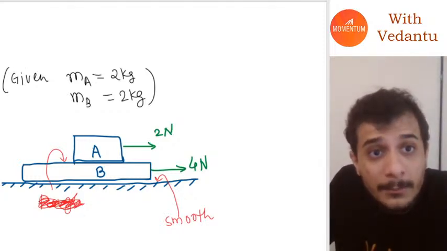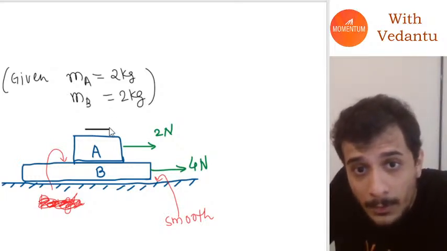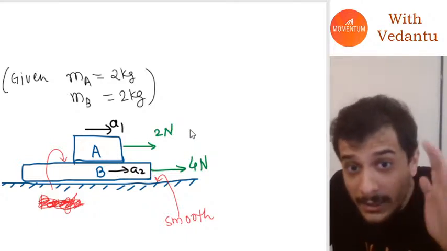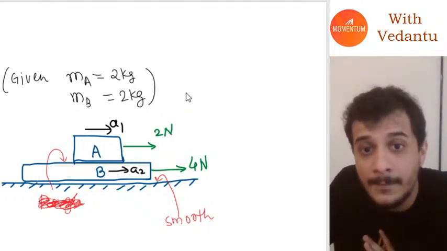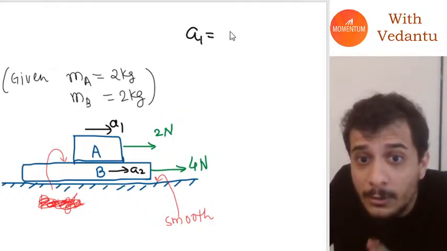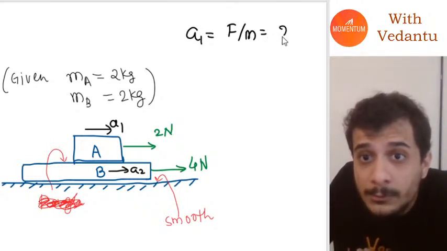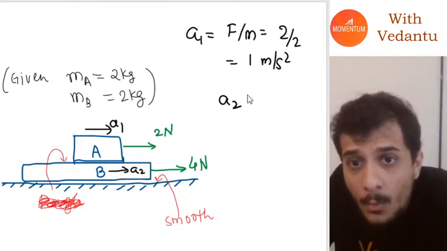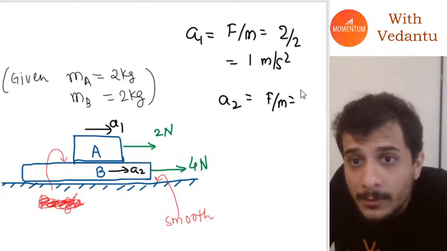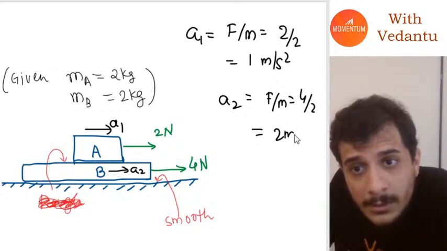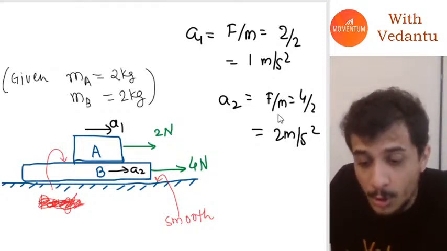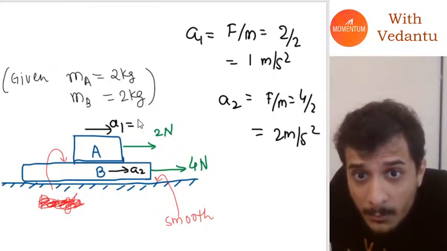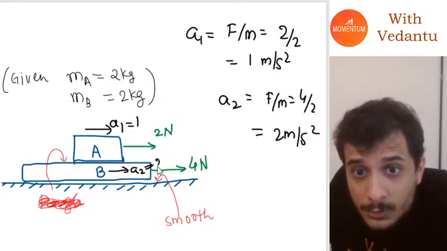If there is no friction, then both the blocks will have certain acceleration. Let's say the upper block has acceleration a1 and the lower block has acceleration a2. I can calculate both. Acceleration of A would be F by m, that is 2 by 2, which is 1 meter per second square. Acceleration of B will be F by m again, that is 4 by 2, which is 2 meters per second square. So this will move with 1 meter per second square and this will move with 2 meters per second square.